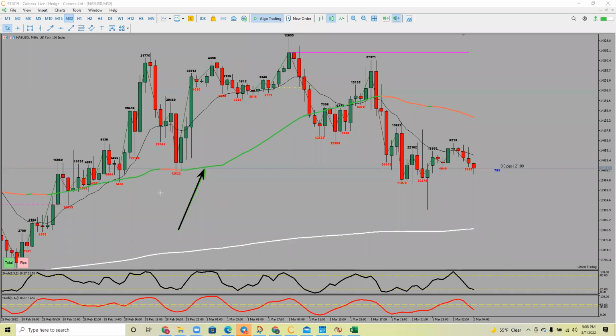So when the 50 goes flat, like let's just say in this area here, we're not looking to take a trade. We're not looking to start our wave count. We want to see a hook of the 50. We want to see that 50 begin to angle up or to angle down. Does that make sense?